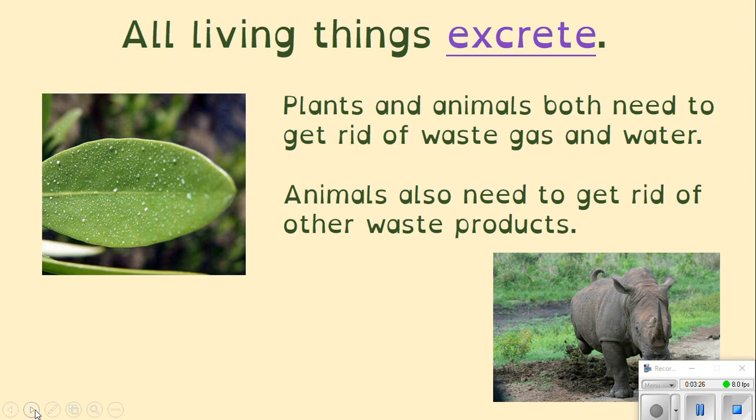Plants and animals both need to get rid of waste, gas, and water. Animals also need to get rid of other waste products. And we know what that is, everybody. That's your poo, isn't it? So we have to excrete. We get rid of gas as well that we don't want, so we breathe out carbon dioxide. And plants do exactly the same thing. They get rid of the gases that they don't want, but the gas that they get rid of is oxygen.